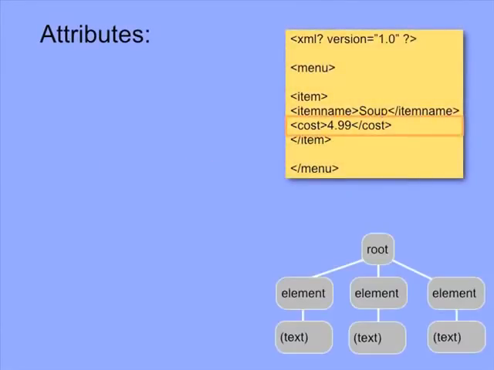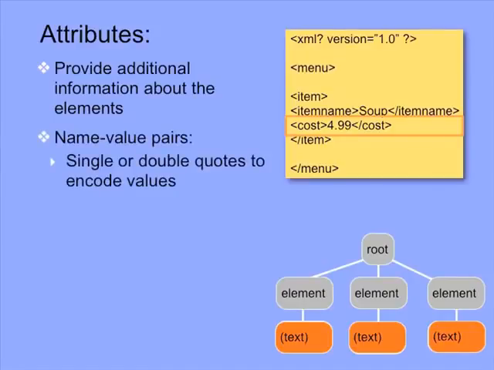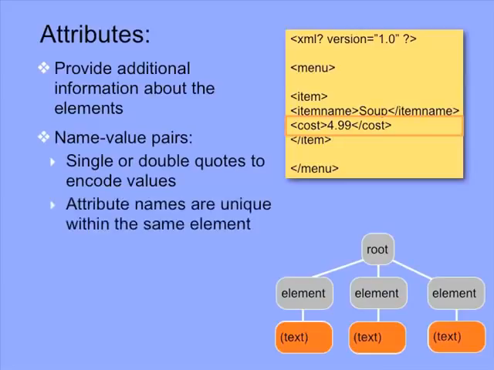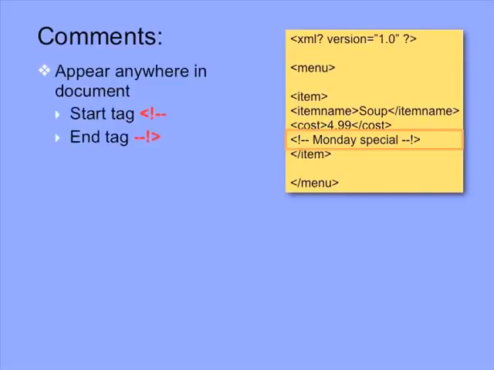Attributes provide additional information about the elements. They can be stored as name-value pairs using single or double quotes to encode values, and attribute names are unique within the same element. Comments can be used to provide additional information anywhere in the document. Used within a start and end tag, contents inside comments are not parsed.